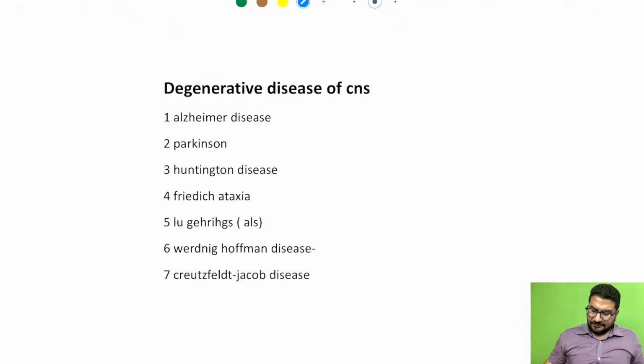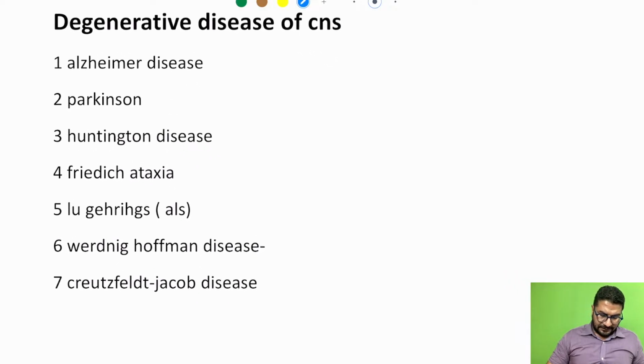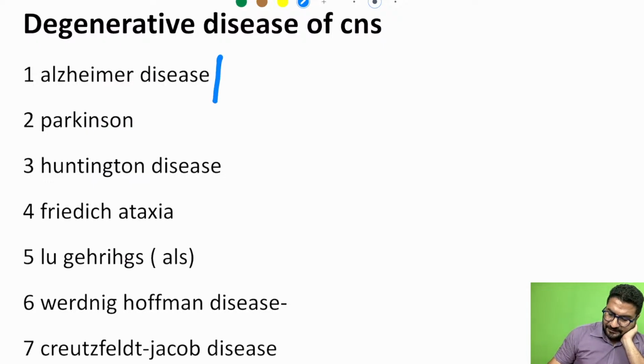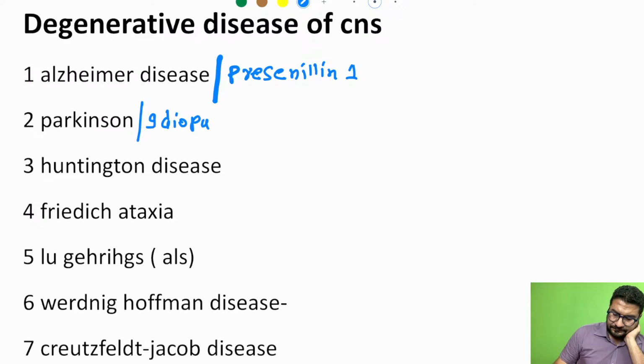Okay, then let's talk about some degenerative diseases of CNS. We had read this once. Let me give you a brief overview. In Alzheimer disease, the protein which is mutated is presenilin 1. Parkinson occurs due to idiopathic reasons, but sometimes it can occur because of mutation in LRRK2 gene or Parkin gene.